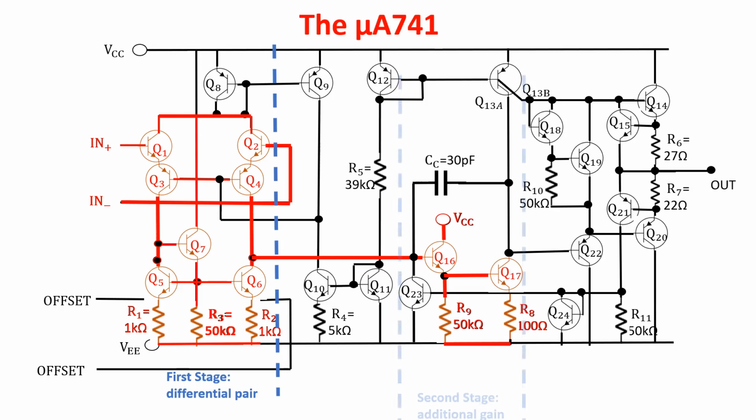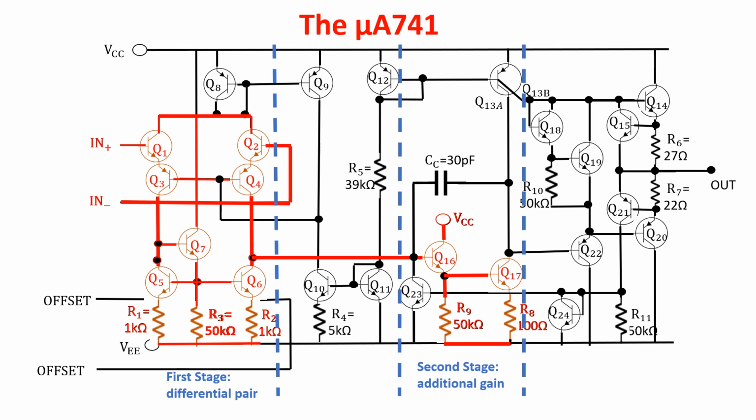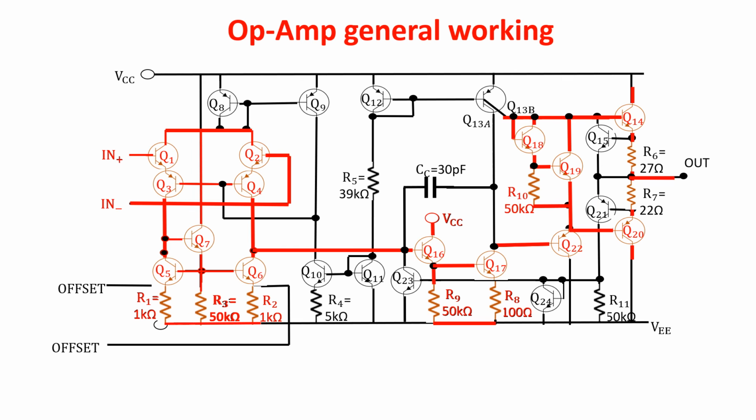The second stage consists of a Darlington type configuration, Q16 and Q17, which provides additional gain. The final stage is a class AB output stage to avoid crossover distortion, consisting of Q18 and Q19, providing voltage drop to bias Q13 and Q20 connected in a push-pull configuration, to provide current gain and drive resistive loads. Here is the compensation capacitor, which has brought so much success to this circuit, which is needed to provide frequency stability to the OpAmp. Let's see the general working of this kind of OpAmp.